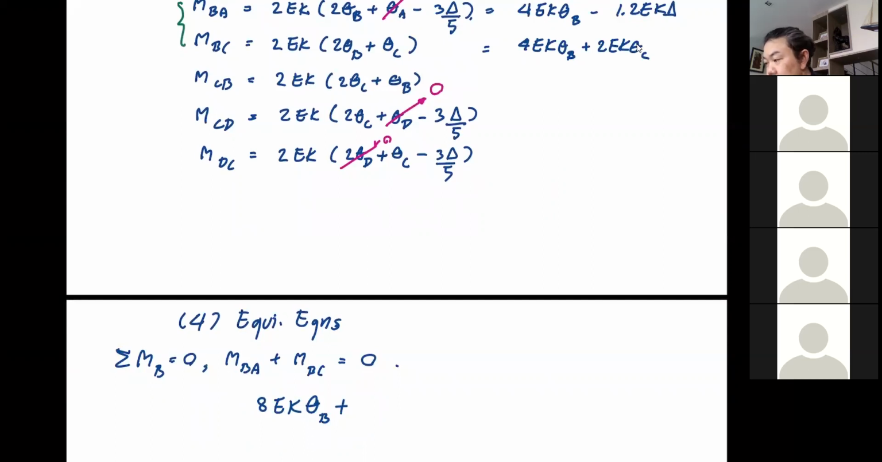8EK theta B plus 2EK theta C minus 1.2EK delta equal to 0. That's your first equation.